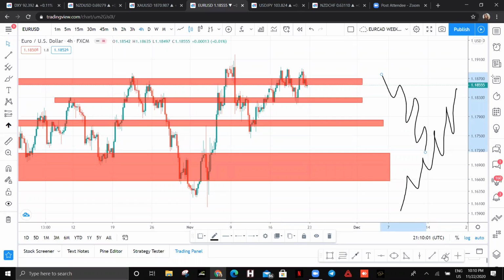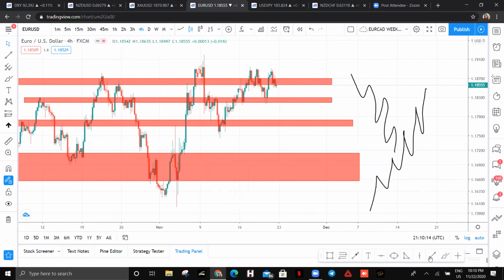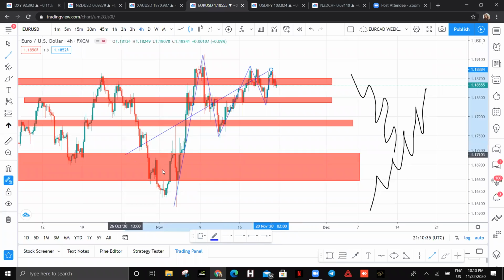But now look at this reaction here. See this one. I want to show you this. Let me use this. I'll lock it up. So this is what you saw here. This is an impulse move. This is an impulse move. This is a correction. This is supposed to be another impulse move. This is a correction. It's an impulse move. This is a what?